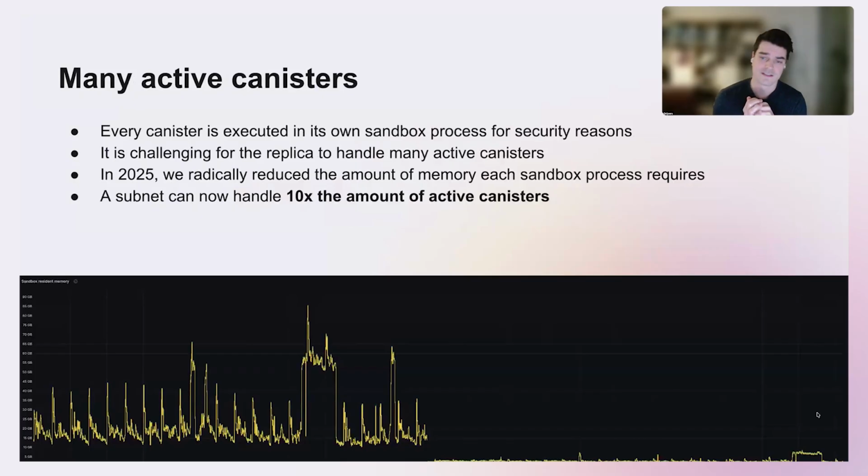We also made it so that subnets can handle way more active canisters. Each canister is in its own sandbox process for security reasons. One thing we optimized is the memory footprint of each of those sandboxes. So in the chart on the bottom right, you see that with one release, this memory usage dropped very significantly. And this change and other changes together enabled us to handle roughly 10 times the amount of active canisters on the subnet without hitting big performance degradation. Next slide, please.